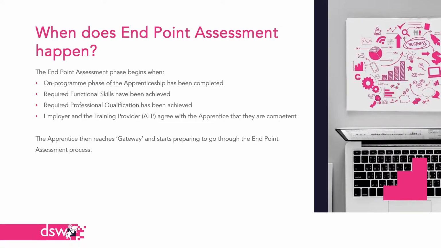When does endpoint assessment happen? Endpoint assessment begins when the on-programme phase has been completed, required functional skills have been achieved, required professional qualification has been achieved, and the employer and apprenticeship training provider agree that the apprentice is competent. This next stage is called Gateway, and it's when the apprentice begins preparing for the endpoint assessment process.